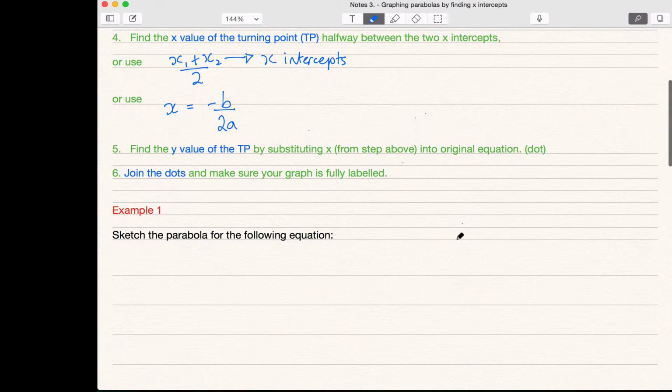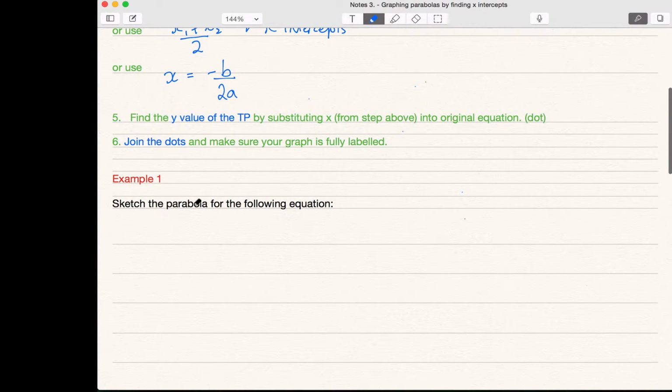Okay, let's try an example. The first one I'm going to look at doing is y equals x squared minus 2x minus 3. You might like to pause the video now and have a go at going through the steps. Otherwise you can keep watching to see the solution.